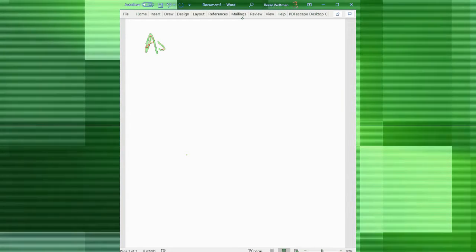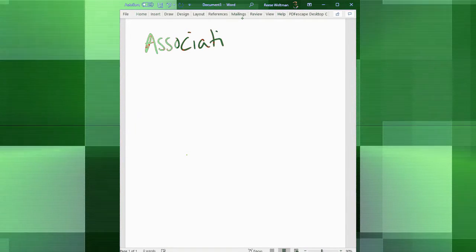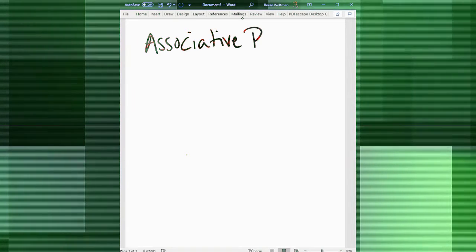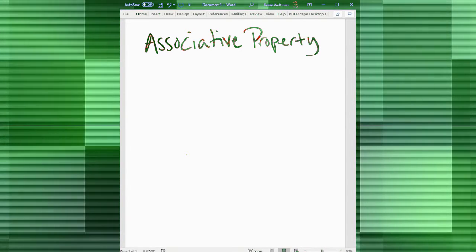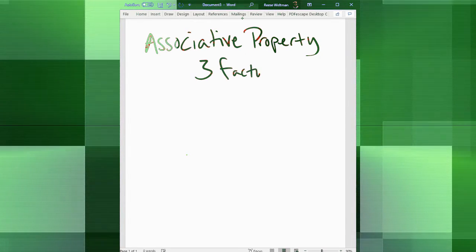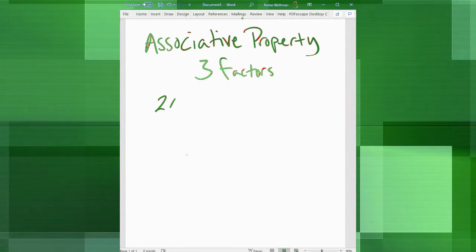So today we're looking at something called the associative property. The associative property is another mathematical property related to some of the other properties that we've already covered. Now, in this case, and again, this refers to multiplication, you have three factors. Remember, a factor is a number in a multiplication equation.